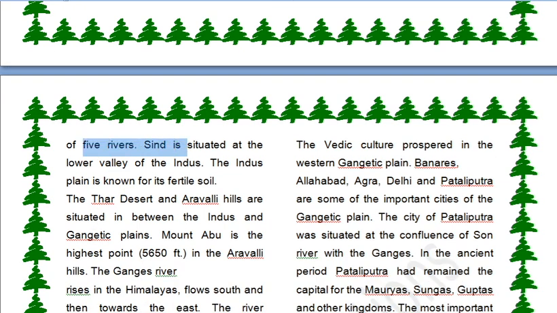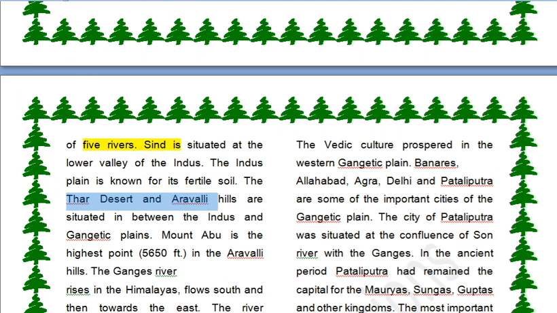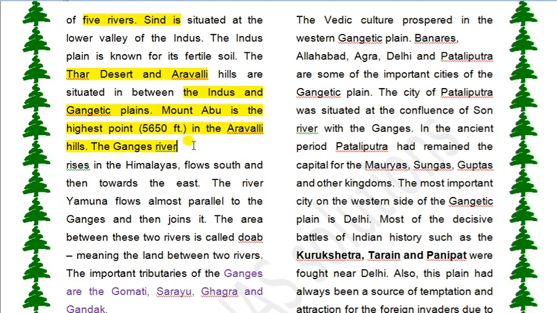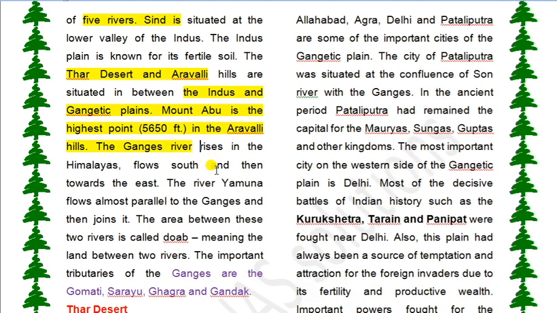Sindh is situated at the lower level of the Indus. The Indus plain is known for its fertile soil. The desert and Aravalli hills are situated between the Indus and Gangetic plains. Mount Abu is the highest point in the Aravalli hills, at 5,650 feet.